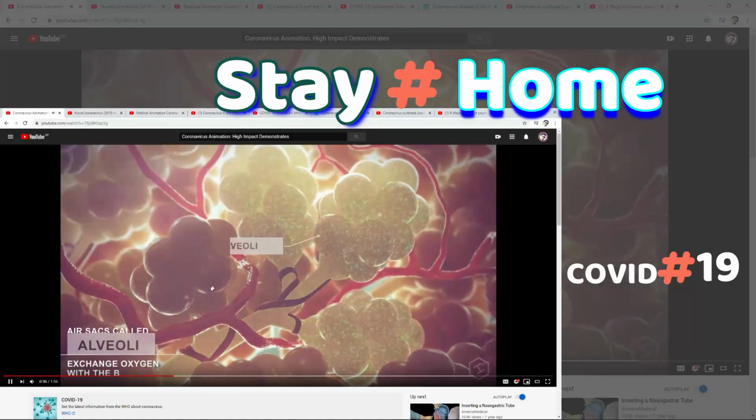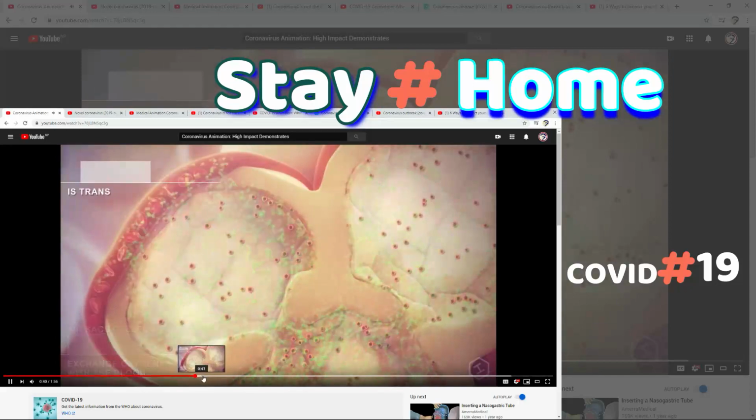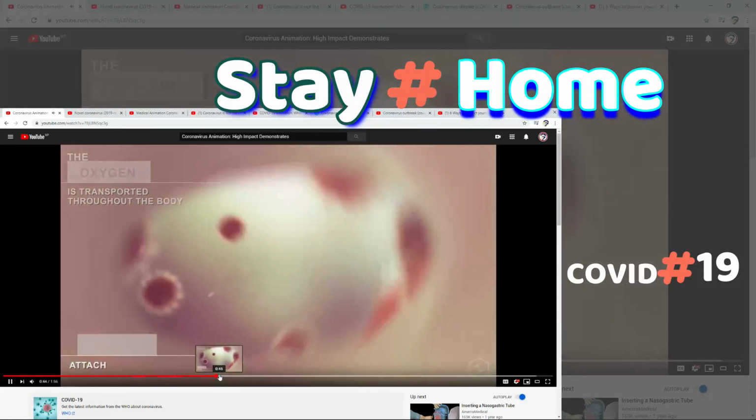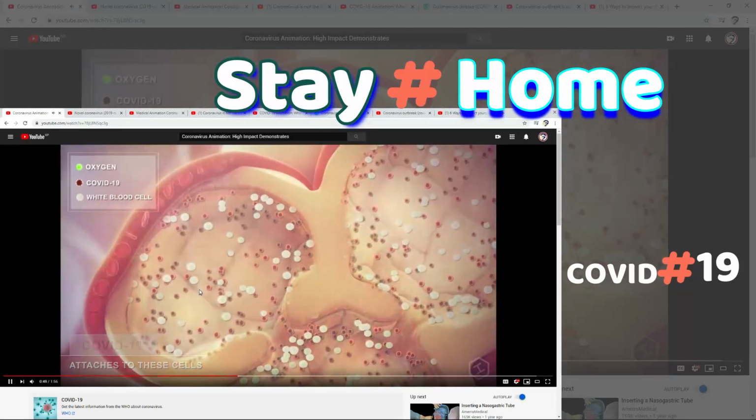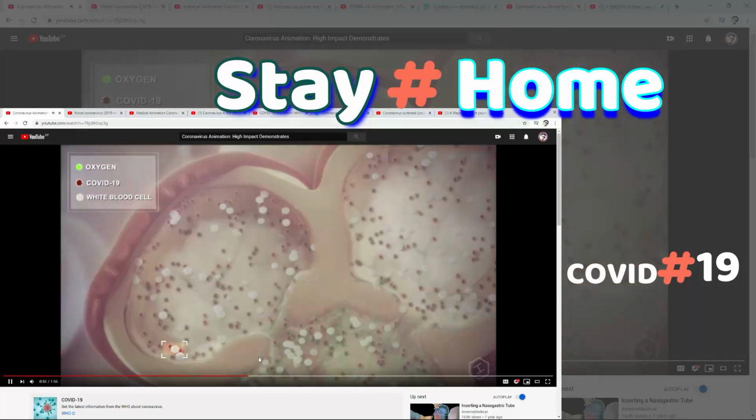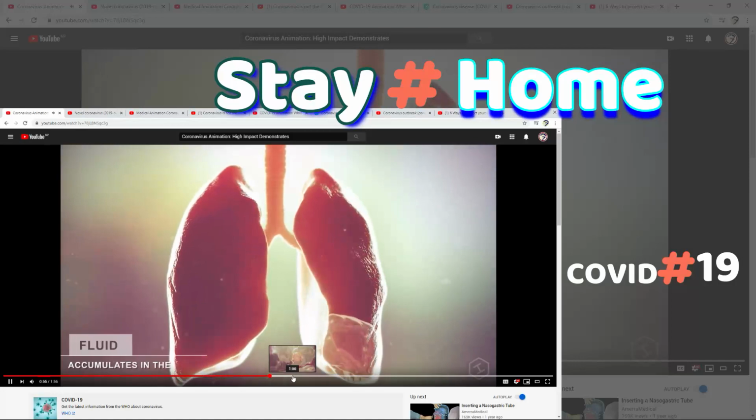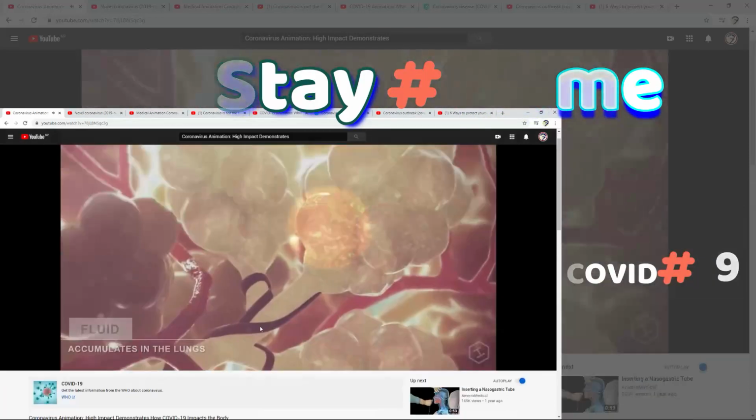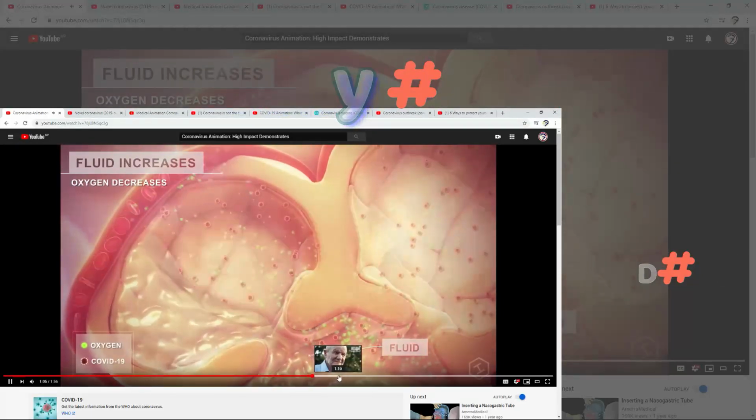Small air sacs in the lungs add oxygen to your blood cells. This oxygen is then transported to organs and tissues throughout the body. When the coronavirus attaches to a cell, it begins to replicate within the cell. The body's immune system attempts to destroy the virus, which results in an inflammatory response that causes fluid accumulation in the lungs. As the lungs fill with fluid, the body's available oxygen decreases, which can lead to organ injury and death.